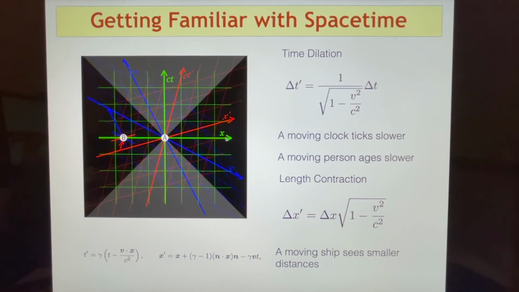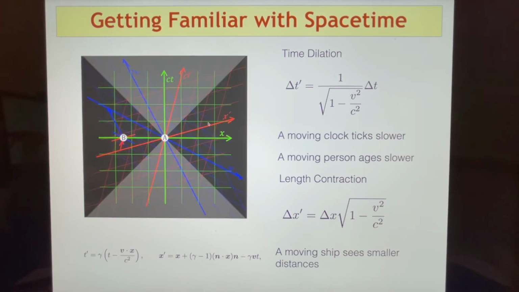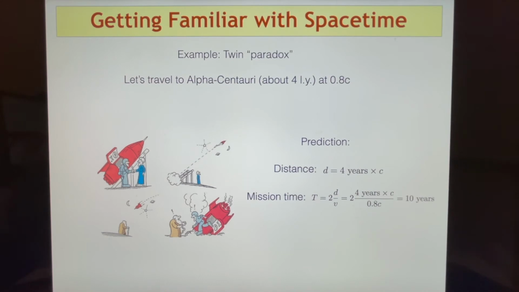We know, of course, that in space-time, we can compute differences in time and differences in space as measured by different frames. Typically, the example that is the most known, even in popular science, is the twin paradox. So imagine you have two twins. One of them is going to travel in a very fast ship to Alpha Centauri. Alpha Centauri is about 4 light years away from us. So imagine that person travels at 0.8 the speed of light.